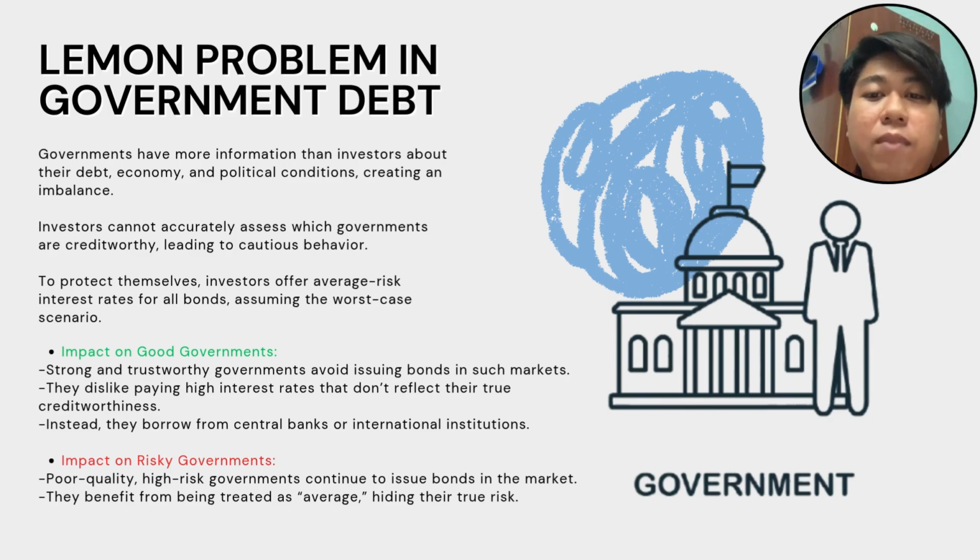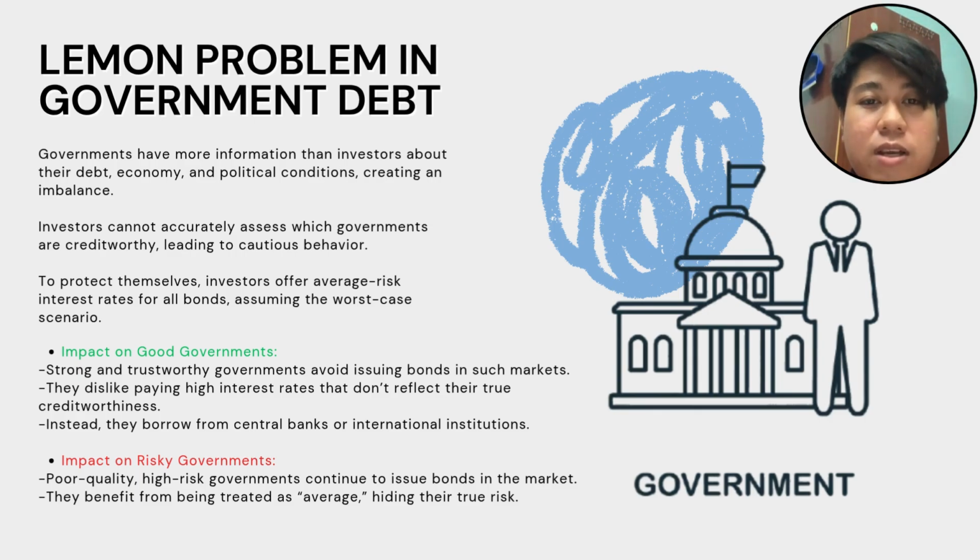So what happens is, because investors can't tell which governments are truly stable and which are hiding risks, they basically try to play it safe. They assume that all governments are of average quality and therefore offer an average interest rate that is actually too high for strong and stable governments. So this is where the lemon problem starts to show.